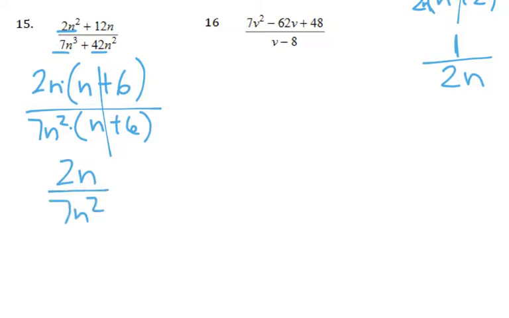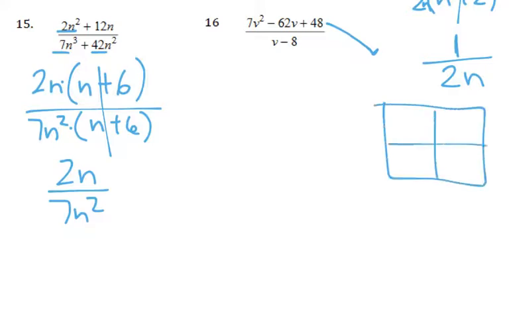Number 16, now we're going to have to factor this one using the box method. So I've got 7v squared. I've got 48. We take 7 and times it by 48 and get a calculator out. So 7 times 48 gives us 336. So 336, factors of 336 that add up to a negative 62. So they're both going to have to be negative, basically.